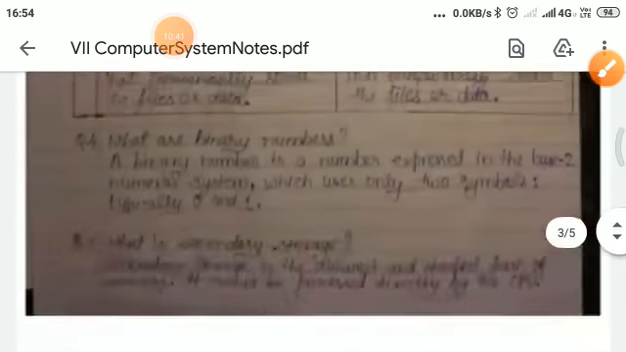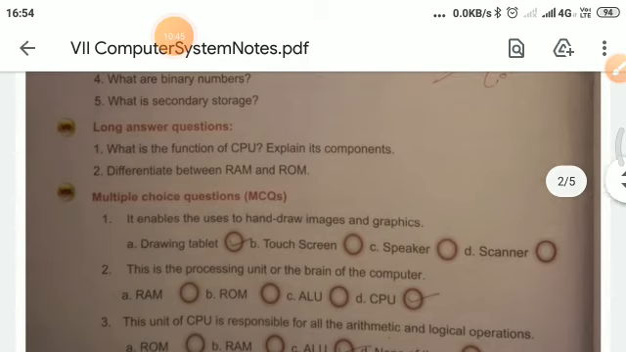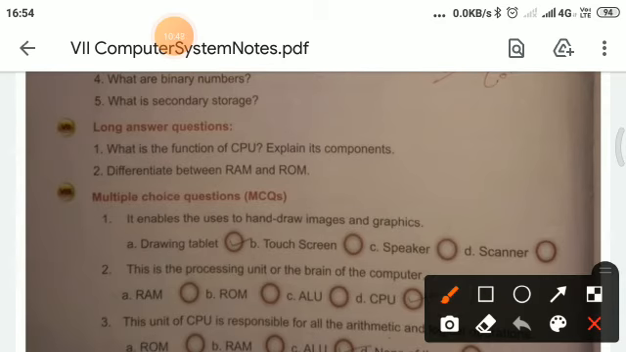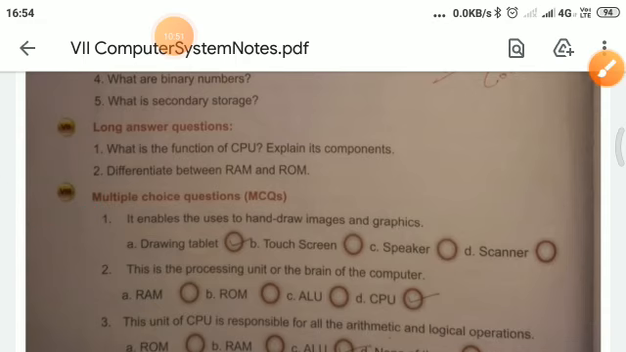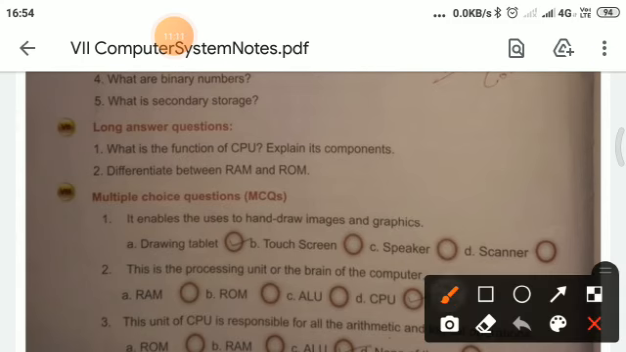So students, the next section of your exercise is multiple choice questions. Students, here there are four options given for each question. You have to mark the correct option for the given statement. First is, it enables the users to hand draw images and graphics. So students, the correct answer will be drawing tablet.